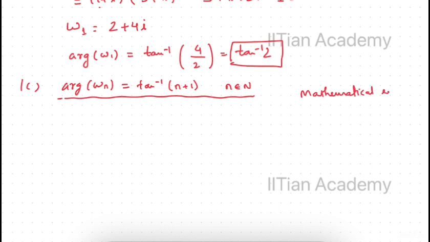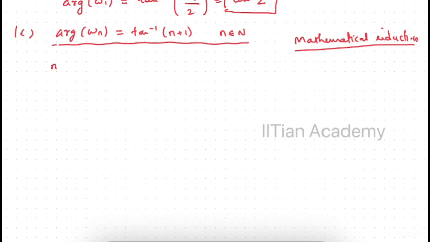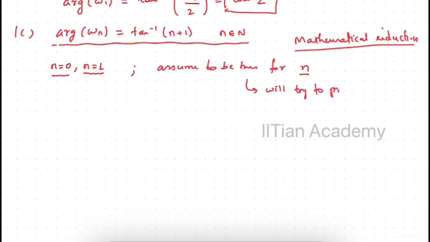So first we would try to prove it for n equals 0. Then for n equals 1, we will see whether it holds true for n equals 0 or n equals 1. Then we will assume it to be true for n, and using this we'll try to show it holds for n plus 1 also. So if we are able to do this, we will be able to say that this is always true for any n belonging to the natural numbers.